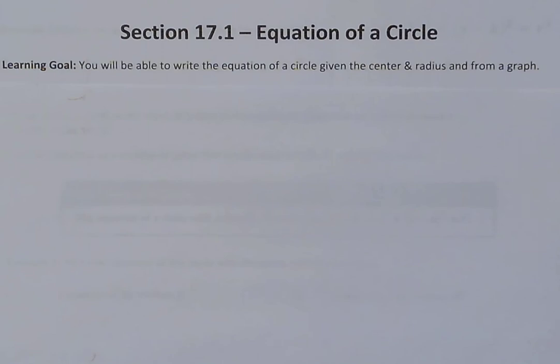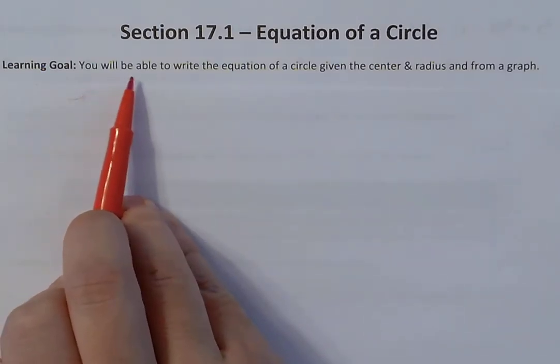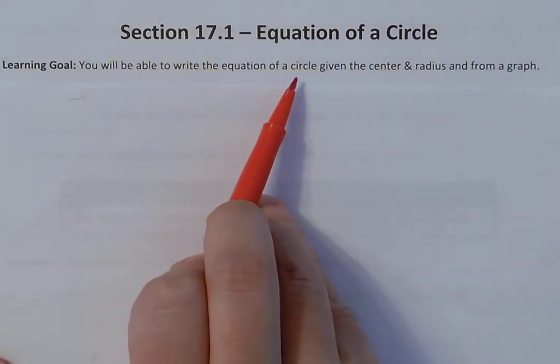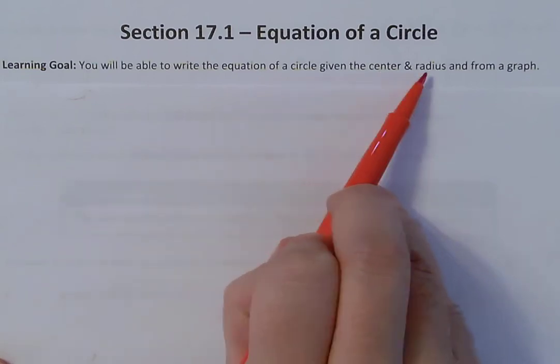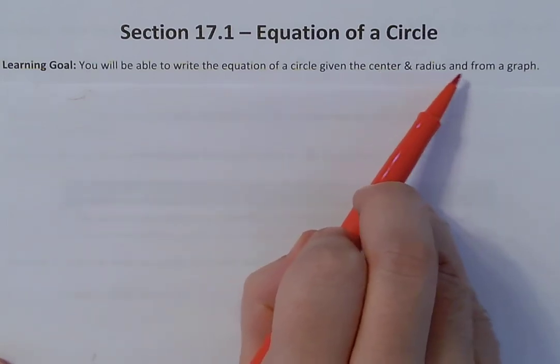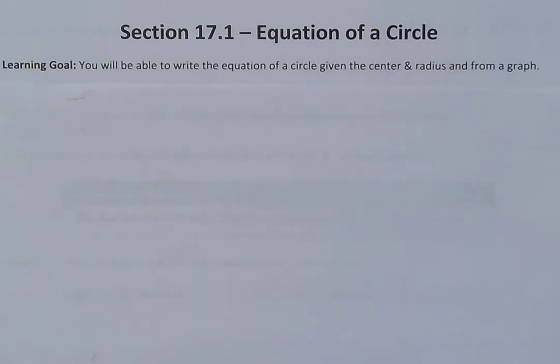For today's lesson, we're going to be taking a look at section 17.1, which is going to deal with the equation of a circle. Now, for today's lesson, we have one learning goal, and our learning goal for today is that you will be able to write the equation of a circle given the center and radius and from a graph. So we're going to talk about what the equation of a circle is.